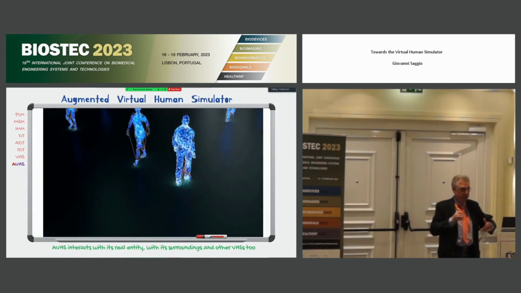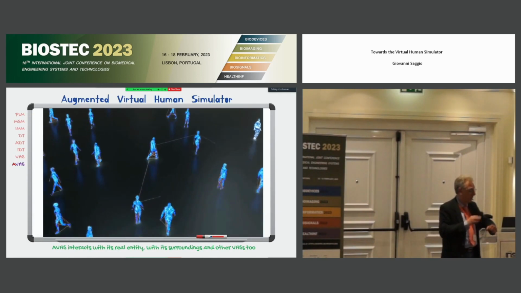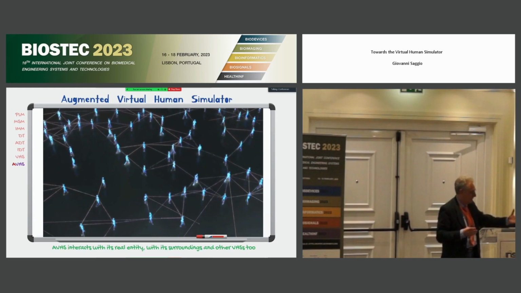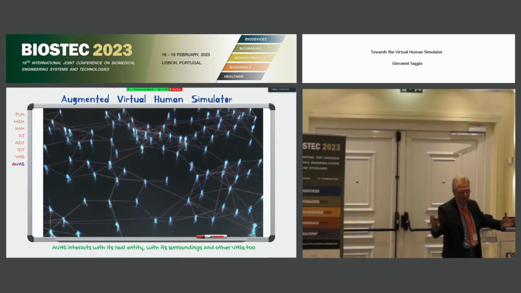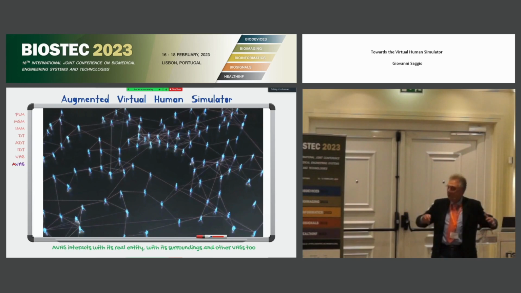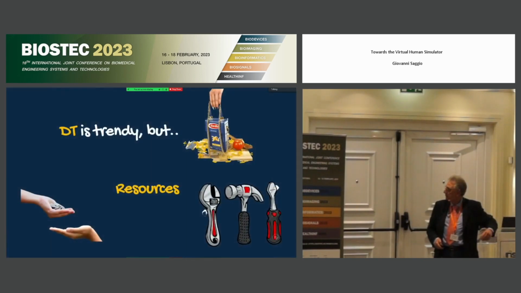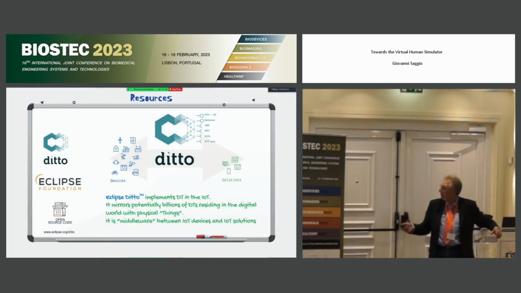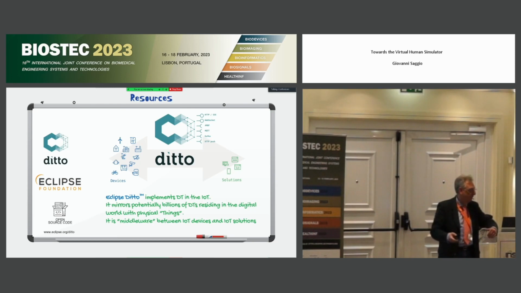And there is not only the virtual human simulator, but the augmented version of the virtual human simulator, so that one simulator interacts with the other simulators. So we can create a network. Digital twin is trendy, but what about resources? And I'm not only talking about money. The resources can be, there is Ditto. It is a middleware. It implements digital twin in the IoT. So if you are interested, you can refer to this Ditto.